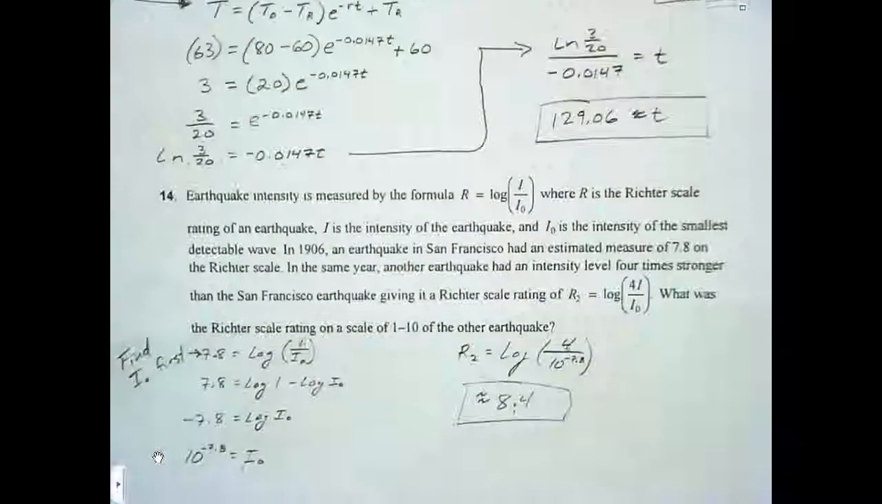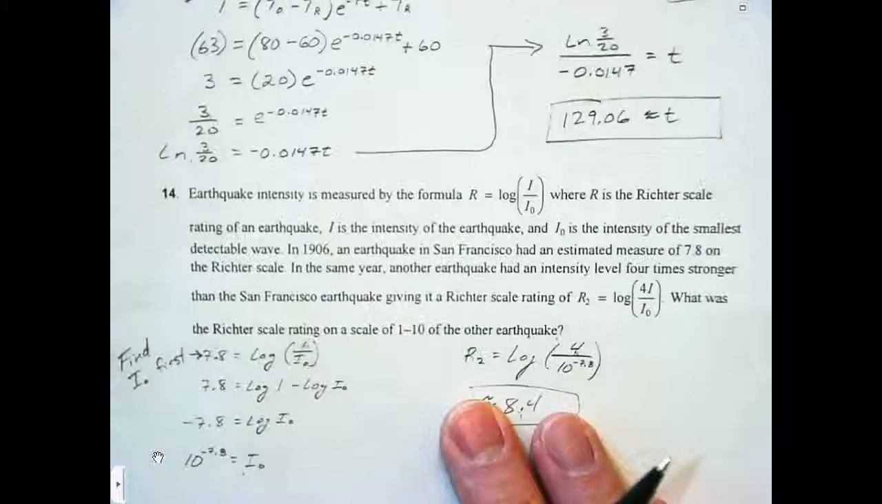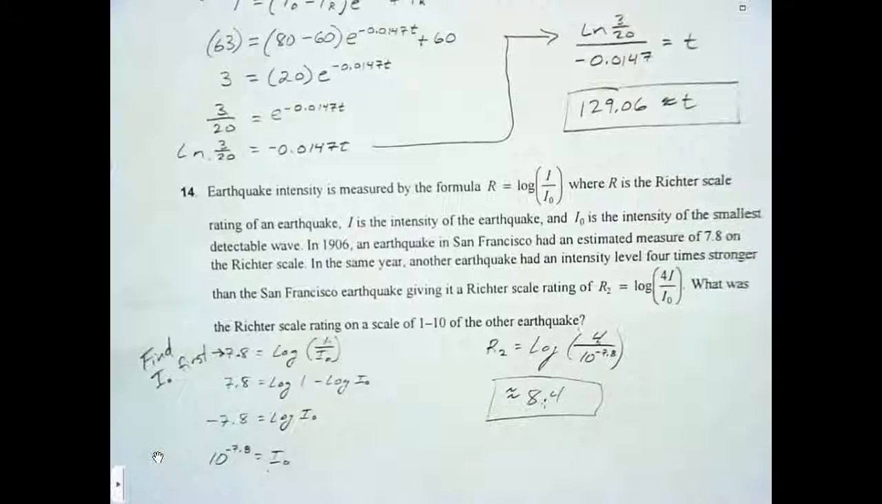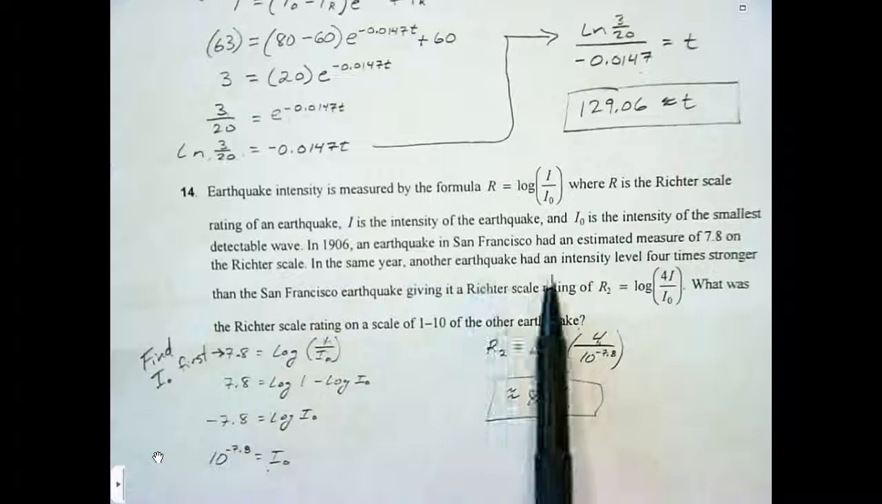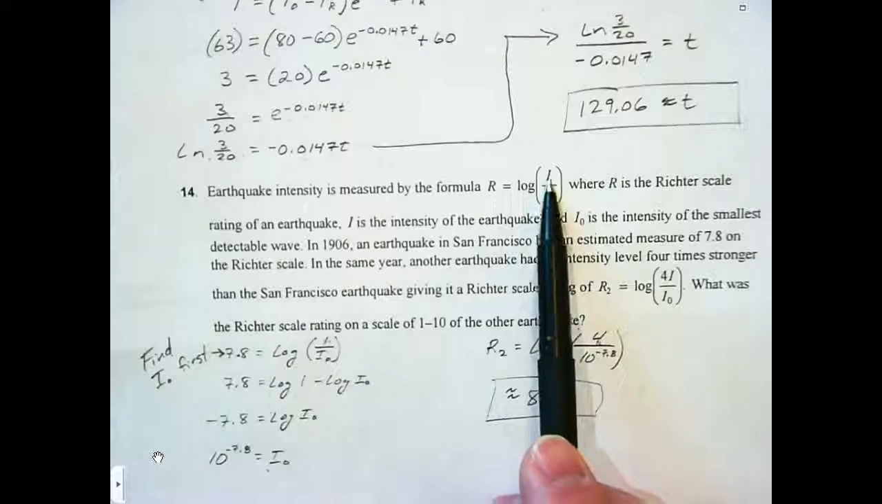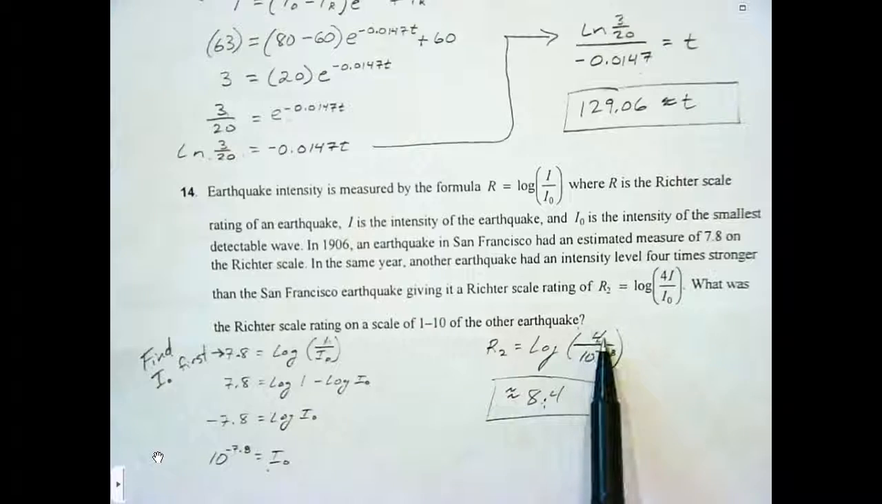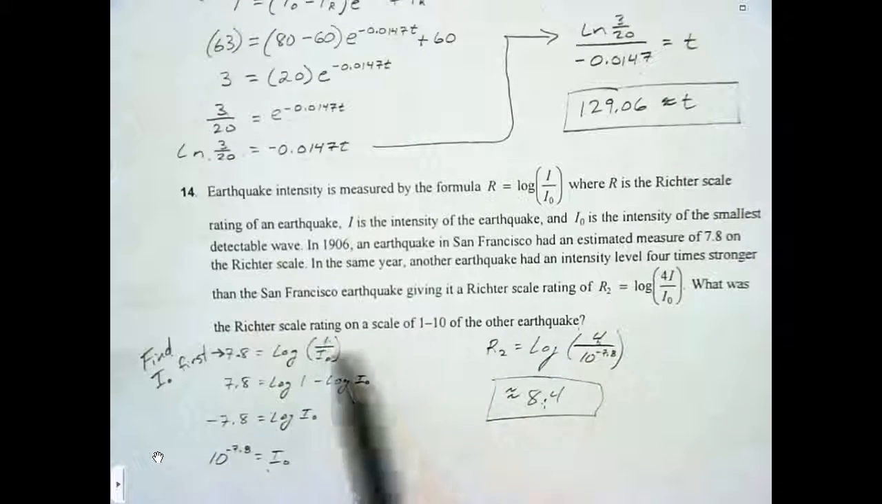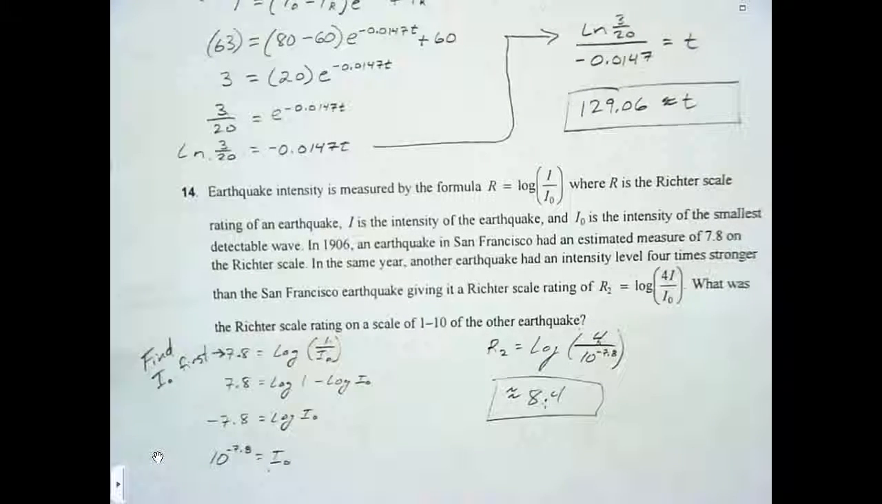By the way, the bottom one, talking about the Richter scale, that is the work involved there. Okay. You could have picked, if they're saying in the same year another earthquake had intensity 4 times stronger, I just said my intensity, I replaced I with 1, which made that 4. You could have said 2, and that would be 8 then. Either way, eventually you would get an answer of 8.4 on the Richter scale.